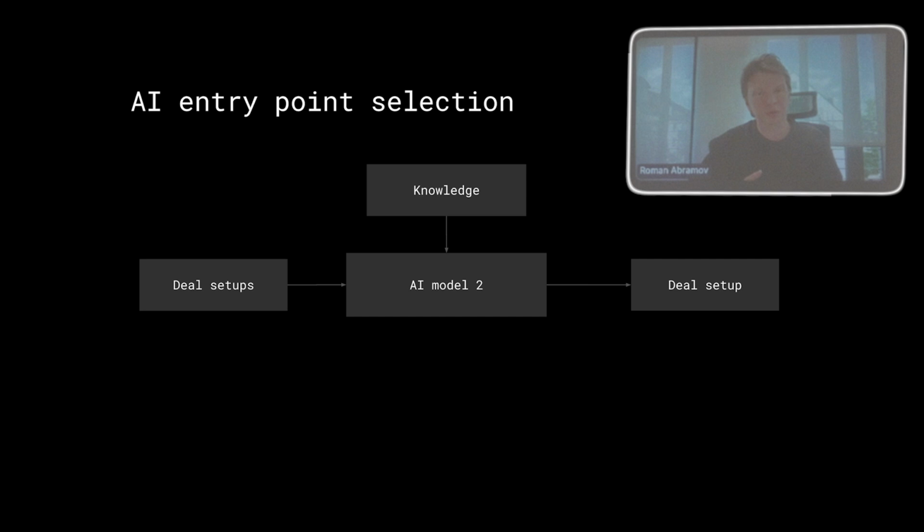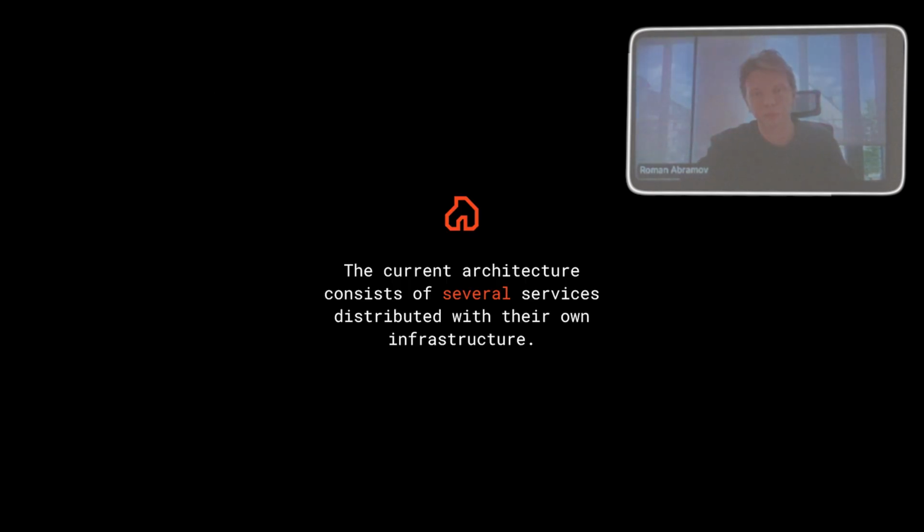So we have deal setups as input of the model, and we have some knowledge databases, we have infrastructure for that, and we have a model 2, which is basically another algorithm that tells how to compare different deal setups to each other. And at the end, it decides, okay, I need to invest in that, I need to invest in that, and those deals are really bad, I should skip them.